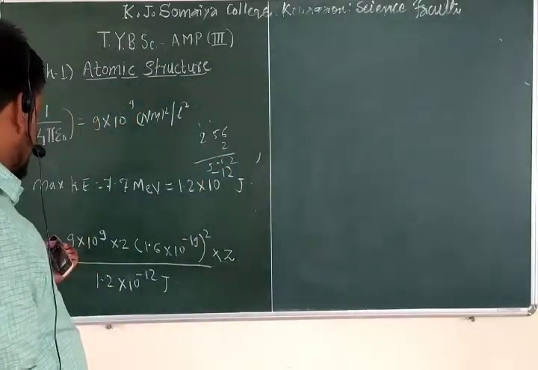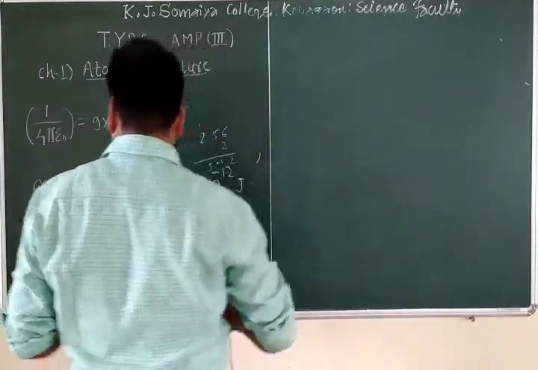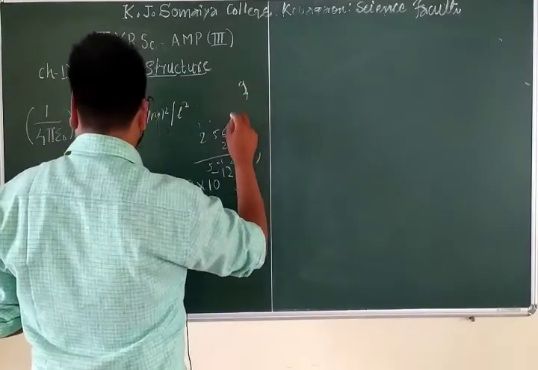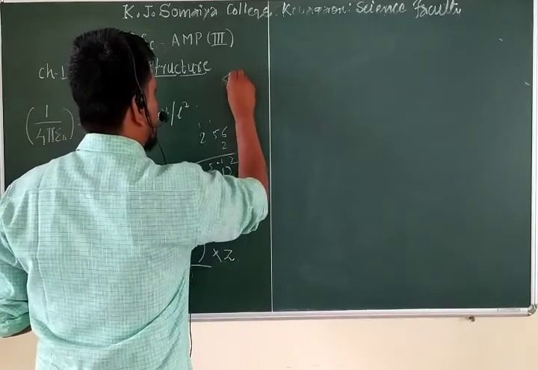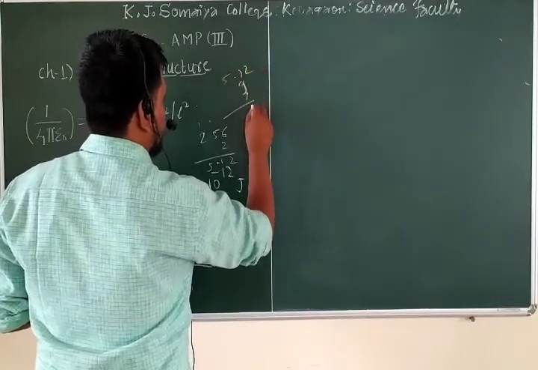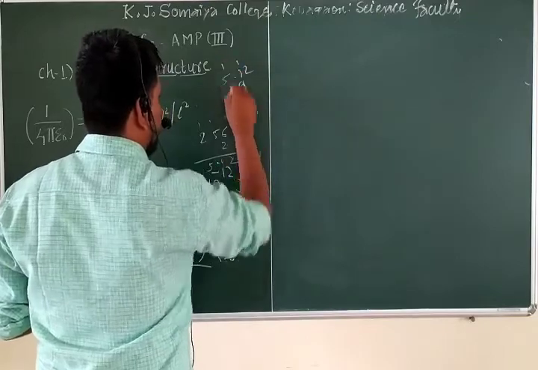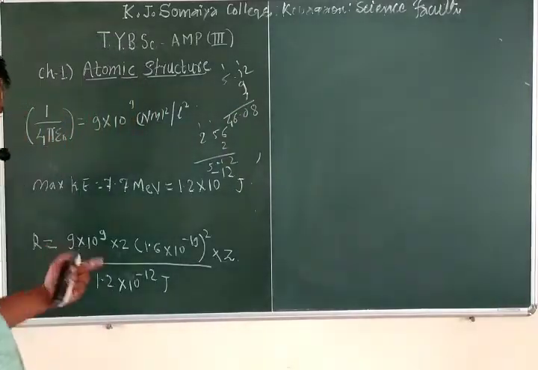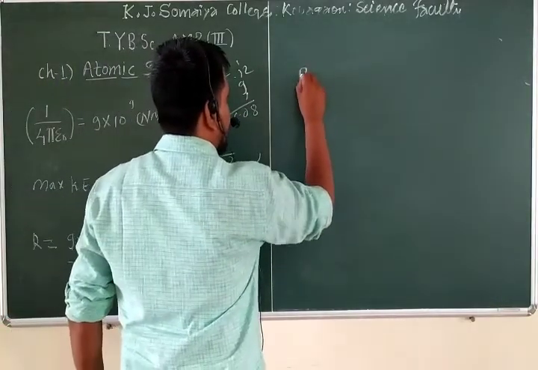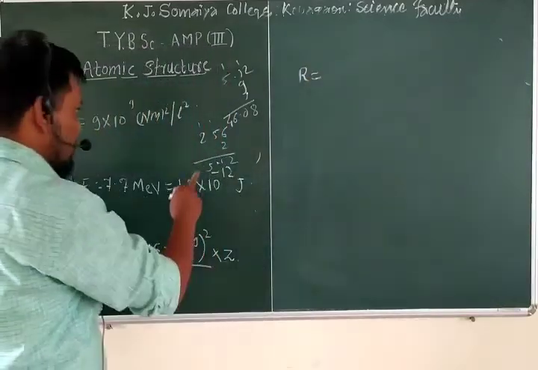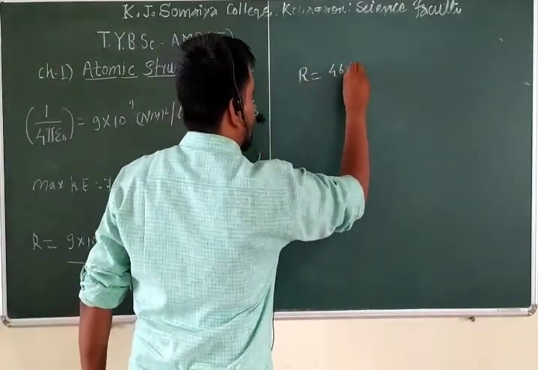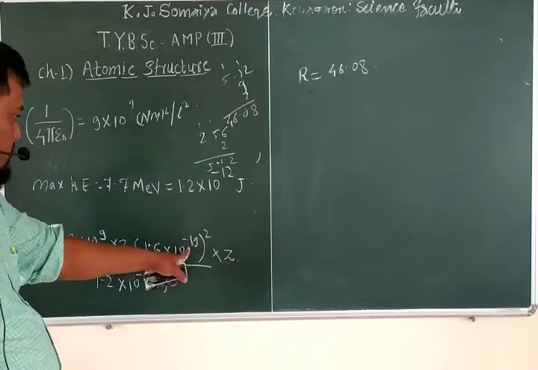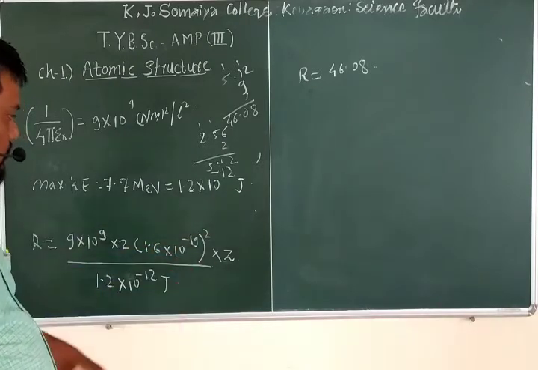So we put the values directly in this formula and do the calculation. 9 × 10^9 times 5.12 gives 46.08. Putting this value in the formula, I want to write the direct calculation: R is equal to 46.08, and the rough calculation is × (10^-19)².